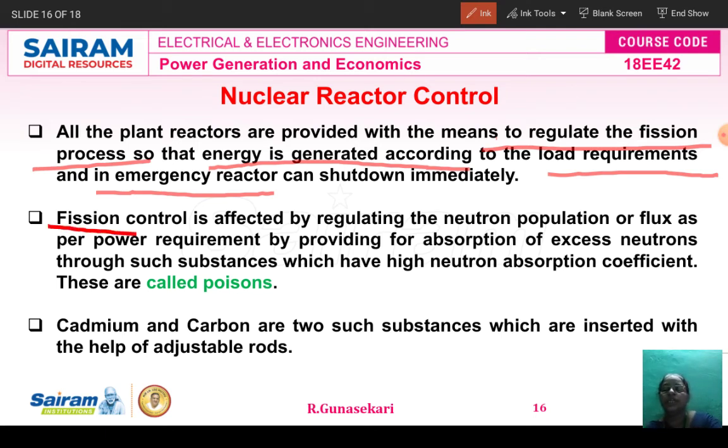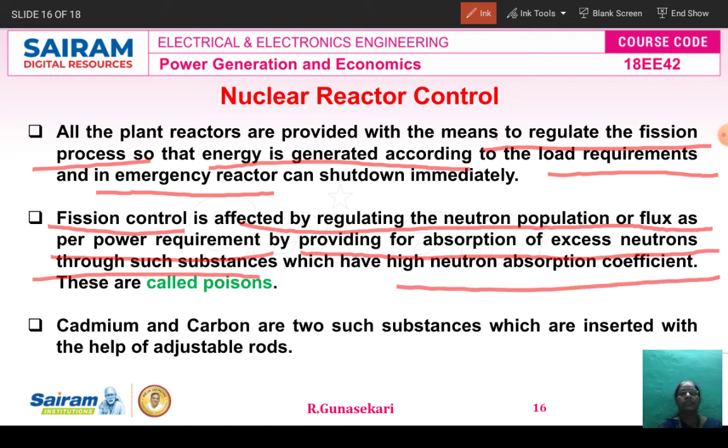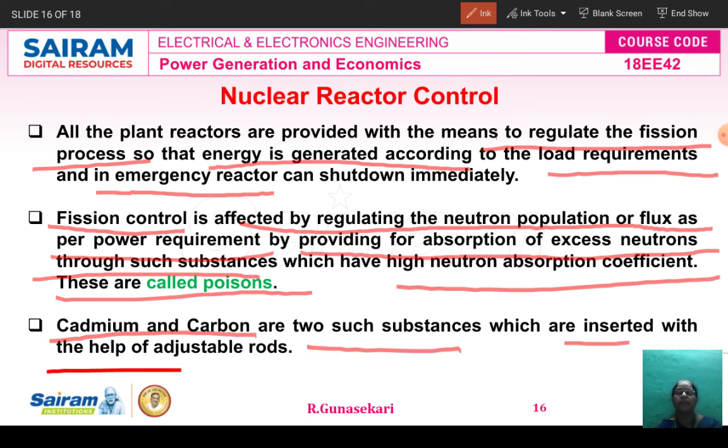The fission control is effected by regulating the neutron population or flux as per the power requirement, by providing for the absorption of excess neutrons through substances which have a high neutron absorption coefficient. These are called poisons. Cadmium and carbon are two such substances, which are inserted with the help of adjustable rods.